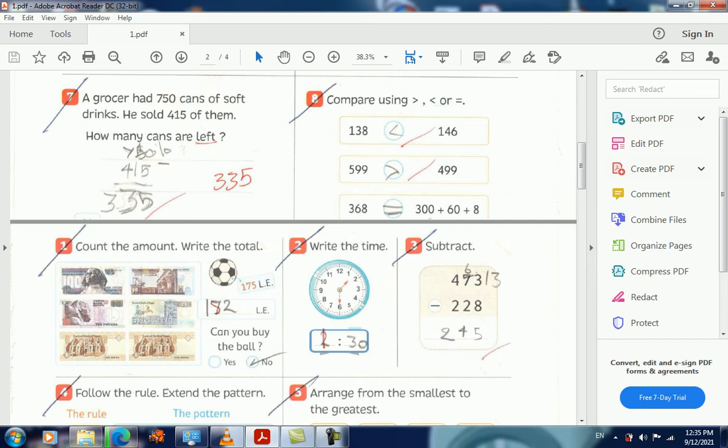Number 8. Compare using bigger than, less than, or equal. So of course 146 is greater than 138. The second one is 599 is greater than 499. And 300 plus 60 plus 8, if we add all of them, we find we got 368, which is equal to the left hand side, which is 368 as well. So both of them are equal.